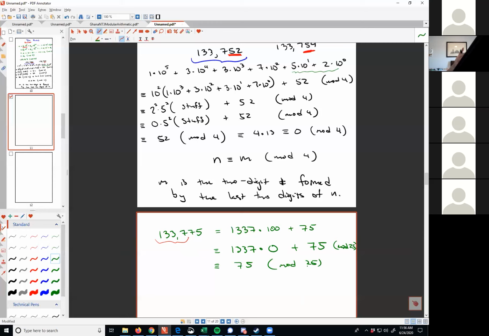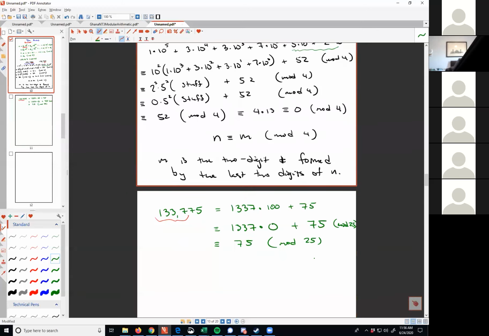We can do this in any modulus that is a divisor of 100. And that means that we only need the last 2 digits. So the last 2 digits give us a divisibility rule for 4, for 25, for 20, for 50, right? You can instantly tell whether or not the number 133,740 is a multiple of 20. Is this a multiple of 20?